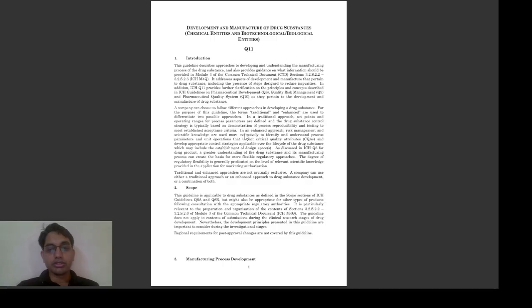In an enhanced approach, risk management and scientific knowledge are used more extensively to identify and understand process parameters and unit operations that impact critical quality attributes, and develop appropriate control strategies applicable over the life cycle of the drug substance, which may include the establishment of a design space. As discussed in ICH Q8 for drug products, a greater understanding of the drug substance and its manufacturing process can create a basis for more flexible regulatory approaches. The degree of regulatory flexibility is generally predicated on the level of relevant scientific knowledge provided in the application for marketing authorization.